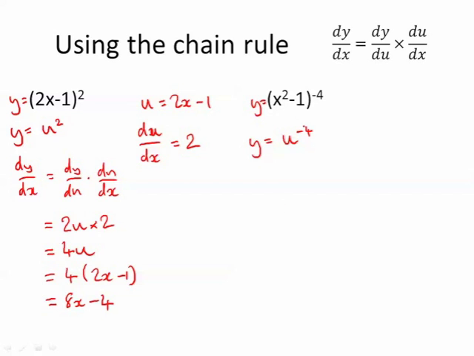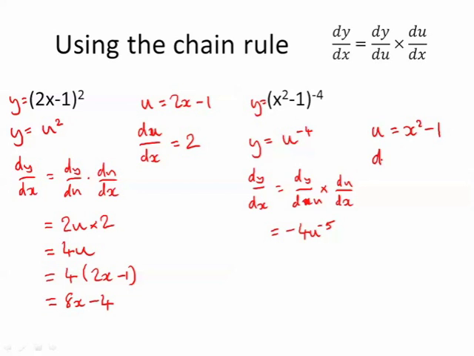Okay, the last thing that's happening is to the power of minus 4. So that's our outer function. If that's the case, then we know that u must be x squared minus 1. I'm going to write down the formula each time I do this. dy/dx equals dy/du times du/dx. dy/du is minus 4u to the minus 5.